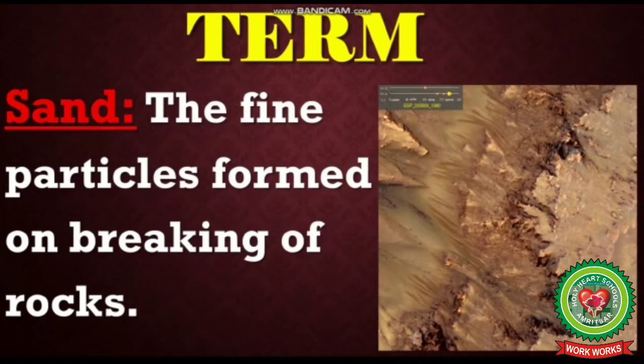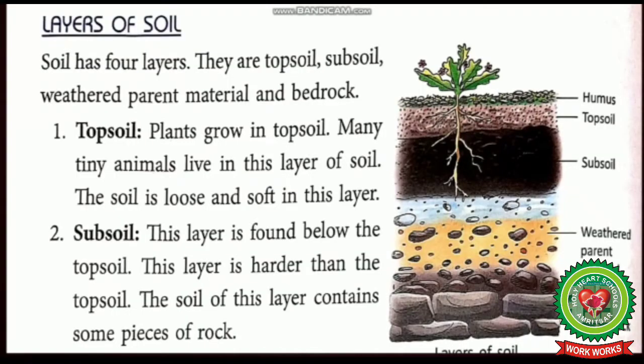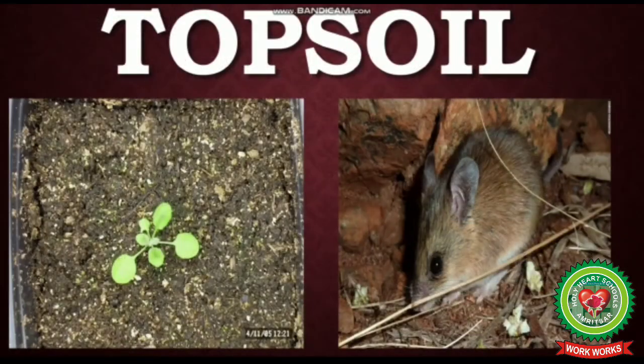Now let's start reading. Layers of soil. Soil has 4 layers. They are topsoil, subsoil, weathered parent material and bedrock. Number 1 is topsoil. Plants grow in topsoil. Many tiny animals live in this layer of soil. The soil is loose and soft in this layer.